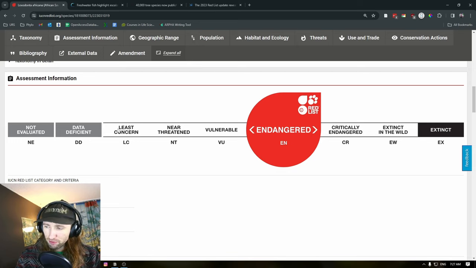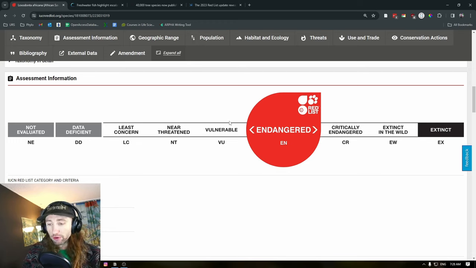These are kind of what we want all taxa to be at, but some are always going to be threatened by nature of small populations or restricted ranges, right? Then we have near threatened. This is a category that means that the taxa is at risk of being threatened. And then we have the threatened categories. Those are vulnerable, endangered, critically endangered.